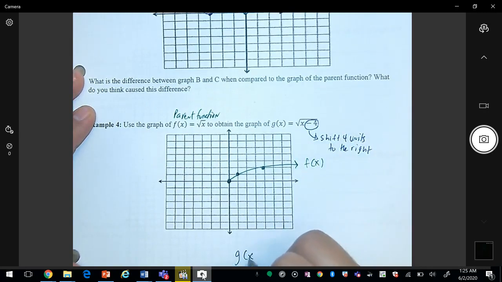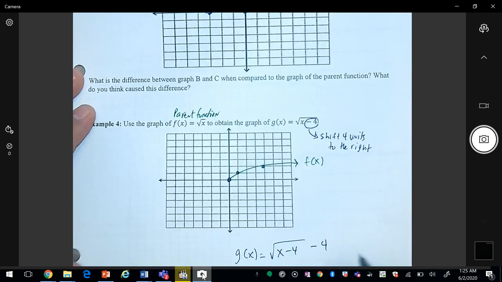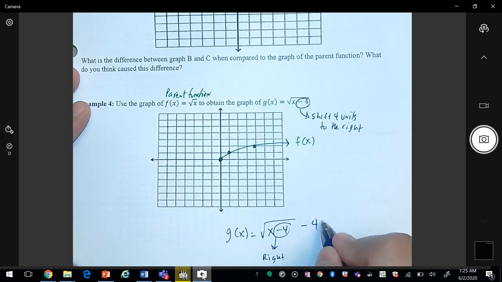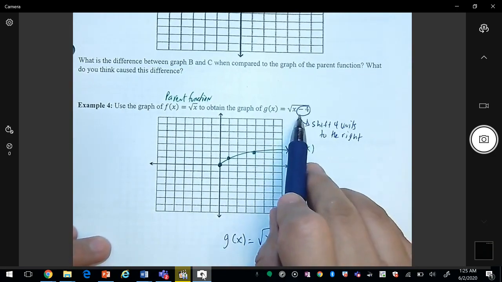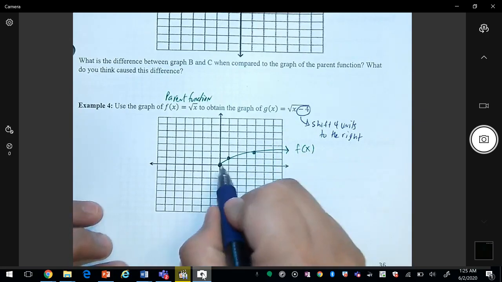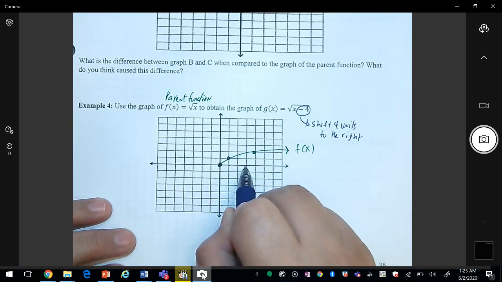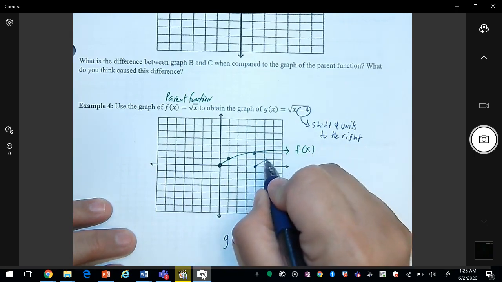Notice the difference. Okay, if it's on the inside, this moves to the right. But if it's on the outside of the square root, then this moves down. Okay, so this is just an example, but this problem here is only shifting to the right. So if I could pick this point up, I'm going to move it to the right 4. So I would be here. So my graph will look something like this.